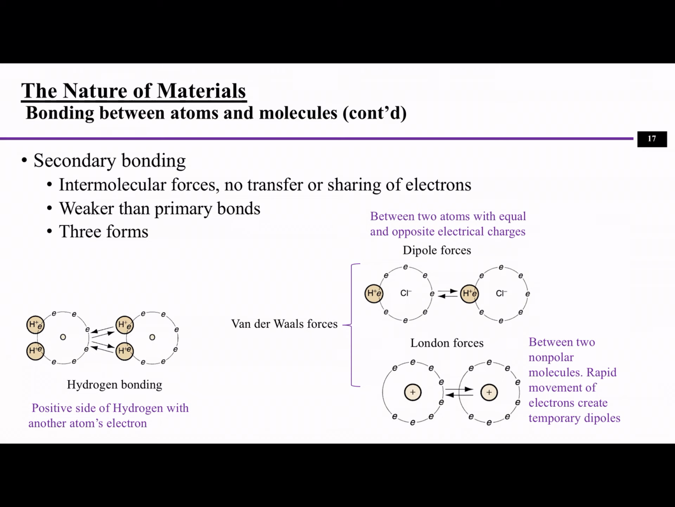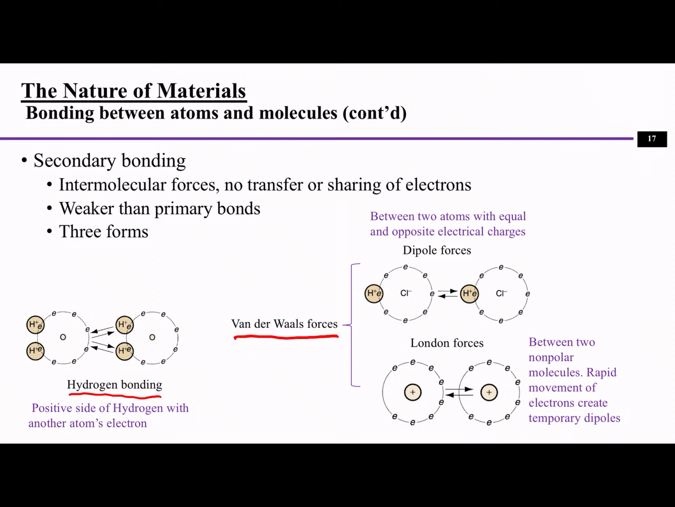The one typical form is hydrogen bonding. Hydrogen bonding means you need to have hydrogen, for example water, H2O. It can achieve hydrogen bonding because it's the positive side of hydrogen with another atom's electron, right? So here is positive, while the electron has a negative charge. Because they have different charges, they are going to attract each other. So this is how we form the hydrogen bonding.